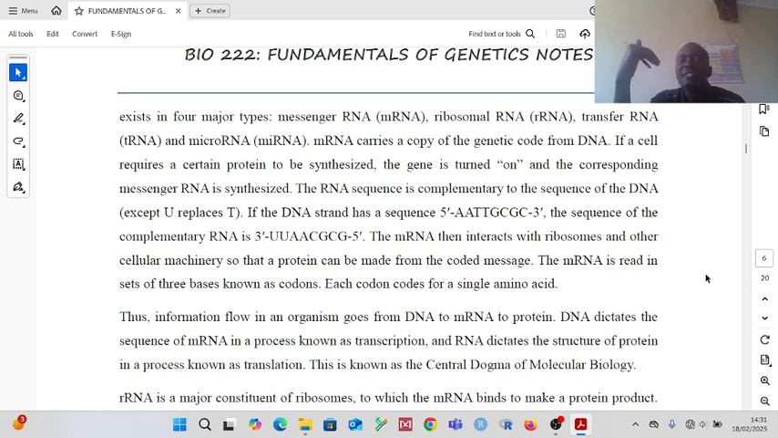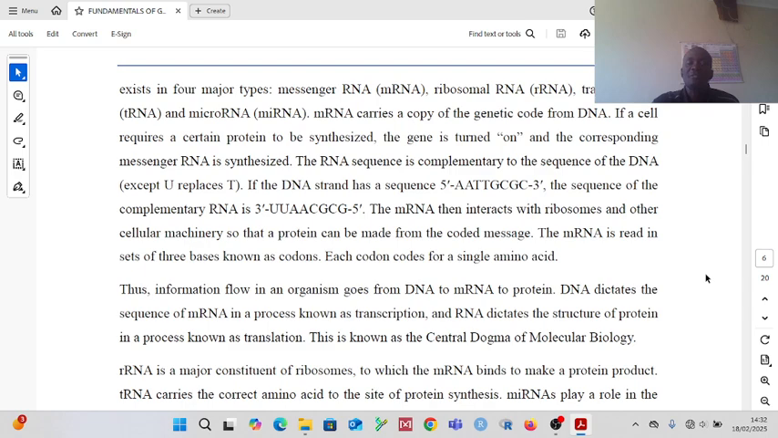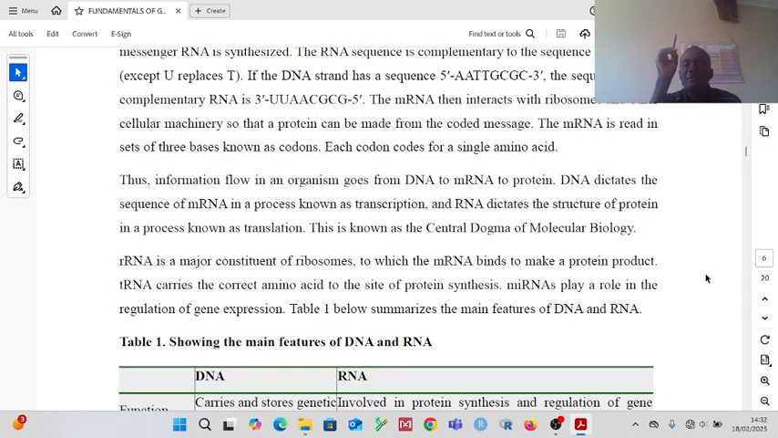Okay? So if a cell requires a certain protein to be synthesized, then the gene has to be turned on and the messenger RNA is synthesized. It is that messenger RNA that will carry the information from the DNA, then use that information to lead into the creation of a protein. So the information flow in an organism goes from DNA to RNA, then to protein.